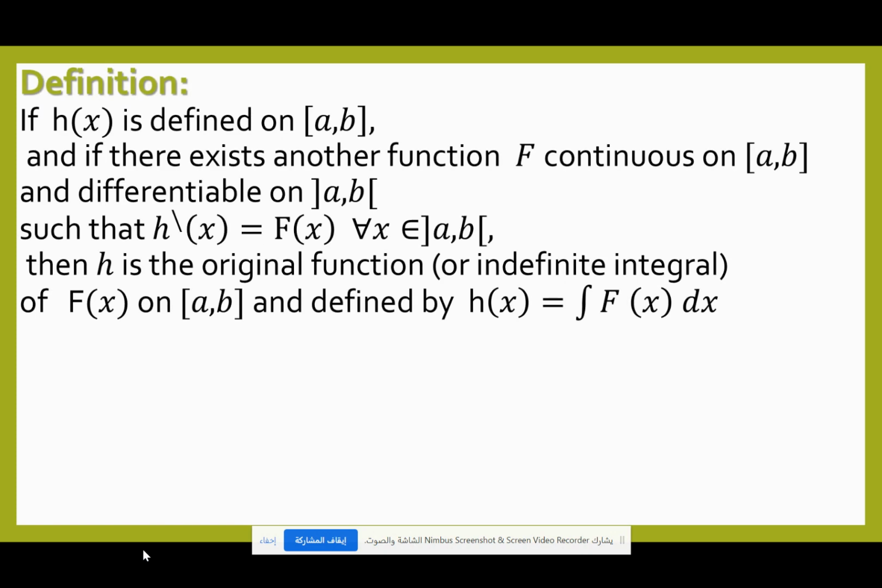The definition. If we have a function called h of x defined on the closed interval from a to b, and if there exists another function f continuous on a closed interval a and b, and differentiable on an open interval a and b. Remember, the function should be continuous on a closed interval and differentiable on an open interval, and its domain from a to b closed, such that if you derive this function h of x, you should get f of x for all x belonging to the interval from a and b.